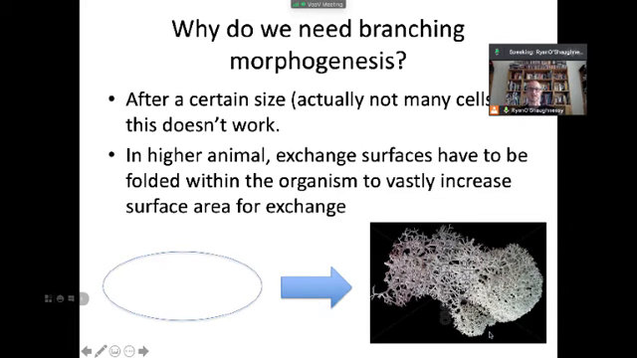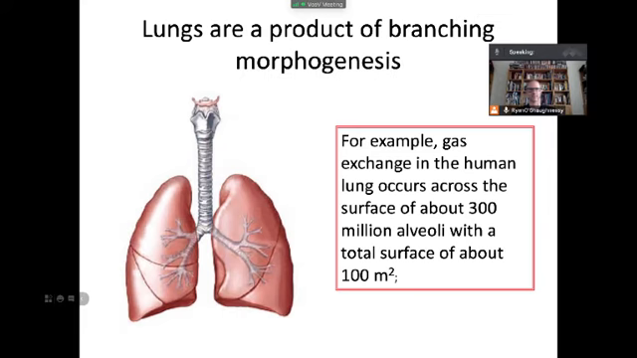So in a higher animal, exchange surfaces have to be folded within the organism to vastly increase the surface area for exchange. So here's our hypothetical single-celled organism, and then here is the branching morphogenesis of the alveoli of the lung. And you can see here that this branching and multiple tubes makes a much more complex structure which has a vastly increased surface area for gaseous exchange. So lungs are a product of this branching morphogenesis.